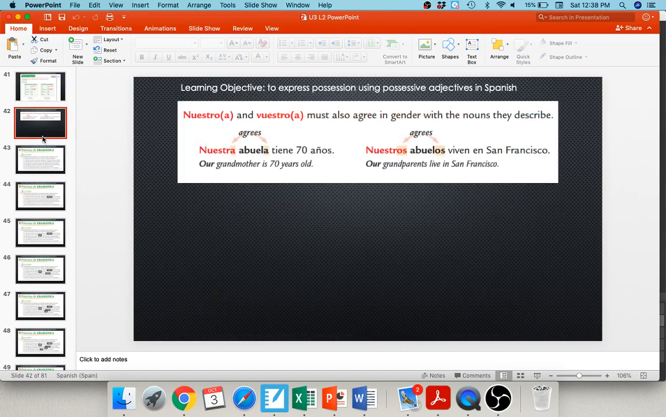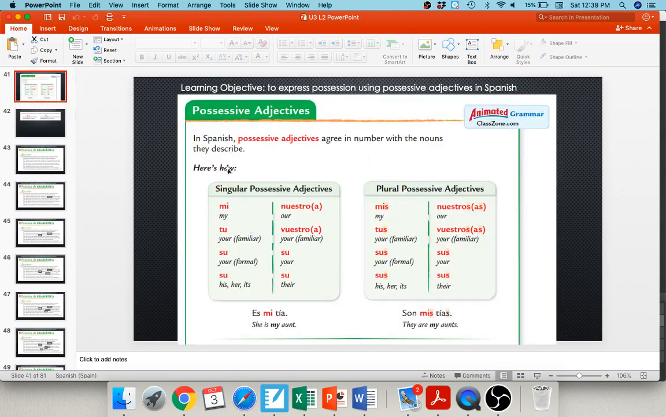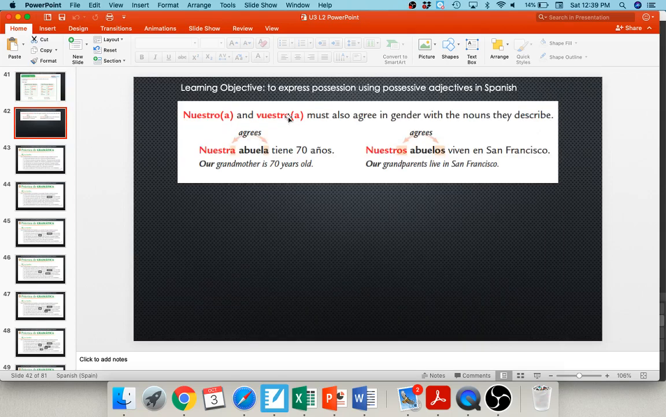So nuestro and vuestro are the tricky ones because they do agree in gender and in number, unlike mi and tu. You don't really have to change those according to the gender. You just have to change those according to whether they're singular or plural. Nuestro and vuestro, you do have to change with gender because they have an O and an A accordingly. So, nuestra abuela, our grandmother, tiene 70 años, she's 70. Nuestros abuelos viven en San Francisco. Our grandparents, they live in San Francisco.